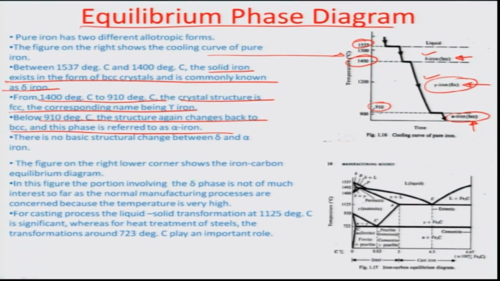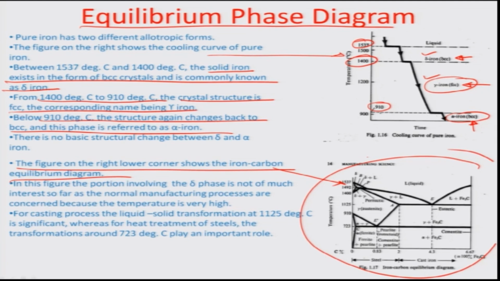So, the figure on the right lower corner shows the iron carbon equilibrium diagram. So, that is how complexity driven it is. In this portion you can see that there is a gamma phase, there is a delta phase which is here corresponding to this temperature range, and then there is a gamma phase for pure iron. Okay. And then obviously there is going to be the alpha phase, which is the ferrite phase, or again back to the BCC structure in this particular region.